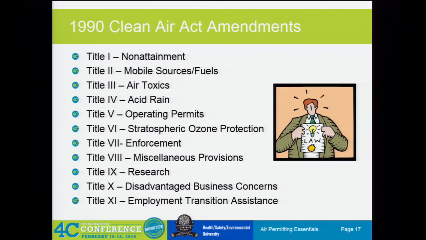The next thing we're going to do is go into the different titles of the Clean Air Act. So the 1990 Clean Air Act amendments had 11 different titles. This is a much expanded version of what we know as the Clean Air Act. But what's important is Title I is the non-attainment programs. That's where national ambient air quality standards get established. Title V, that's the other part that's big, is that's what established our Title V permits. That's why we refer to our operating permits as Title V permits.